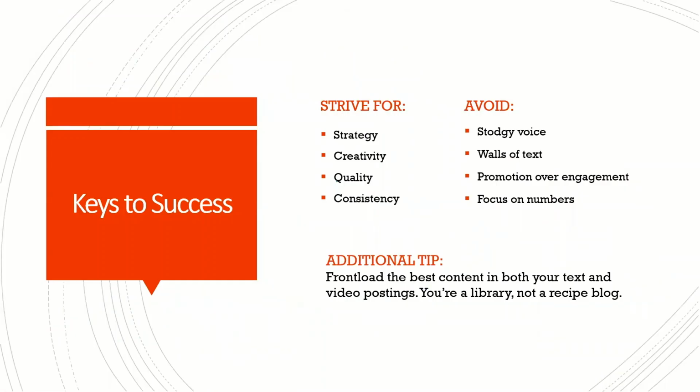So, just to kind of wrap up here, some of the basic things you need to know to succeed. For your social media content, you need to strive to have strategy. You have to go in with a plan. You need to strive for creativity and quality. It needs to be fun, it needs to be interesting, and it also needs to be valuable. And also, you need to strive for consistency. You have to go into this with the intent to post regularly, to engage regularly, and to really put your best stuff out there. And in order to do that, you have to plan.